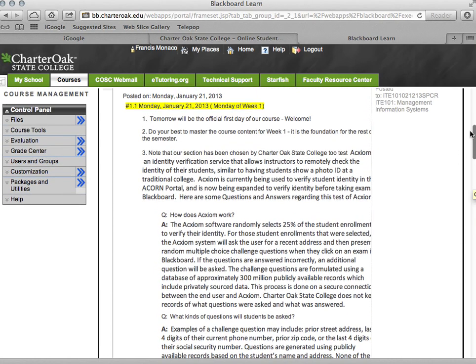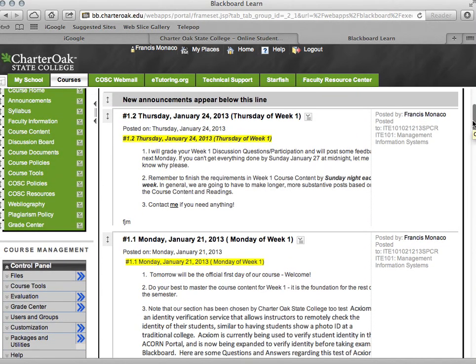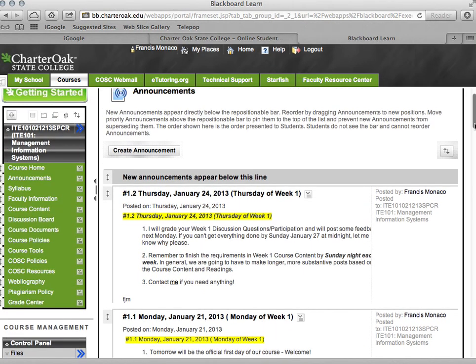One of the things that is particular to this section is that we are a test bed for a plug-in to Blackboard called Axiom. This explains what Axiom is. It's an identification system to try to make sure that the users of our systems are the users of our systems and not somebody else. So take a look at this information here. It shouldn't impact you at all. It's just a test for this semester, but it may end up going live in the future.